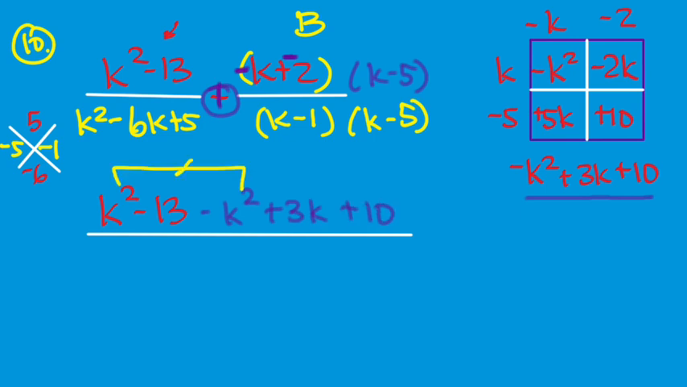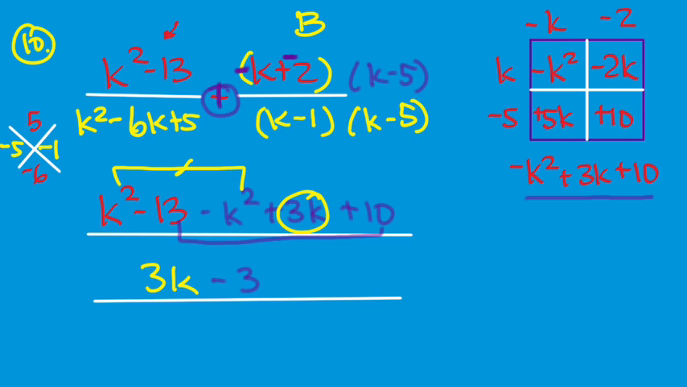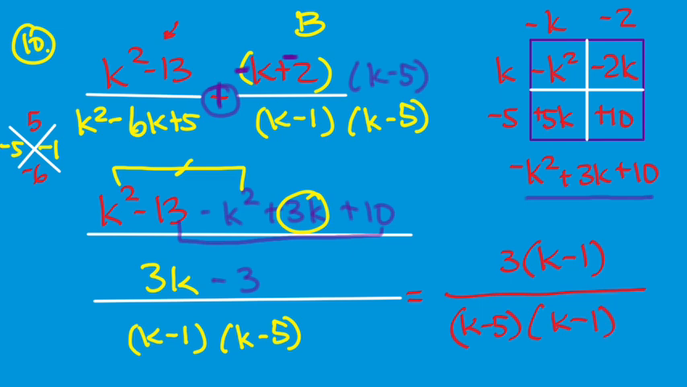And so now I'm just combining my like terms. And if I have k squared minus a k squared, I'll get no more k squareds. And then 3k, it doesn't have anything to combine to. And negative 13 plus 10 is negative 3, all over k minus 1, k minus 5. Then I can take out a GCF of 3 at the top, canceling out that k minus 1, I get my final answer.